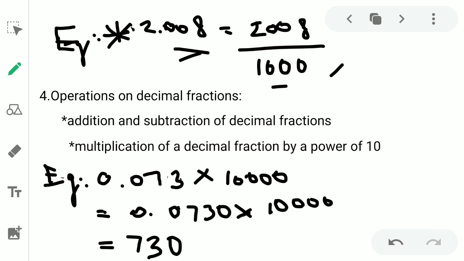Operations are nothing but addition, subtraction, multiplication, division. These are the operations. So addition and subtraction of decimal fractions and multiplication of decimal fraction by 10. Take 0.073. After the point you can find 3 numbers. So I am multiplying by 10,000. So what is the answer you will get? 730.